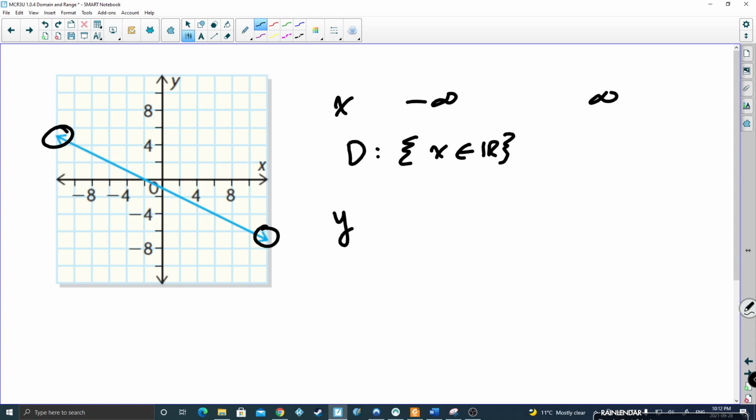For the y values, the minimum as well, because of the arrows, is negative infinity, and the maximum is positive infinity because it goes forever up and down. That means the range is just y is an element of the real numbers.